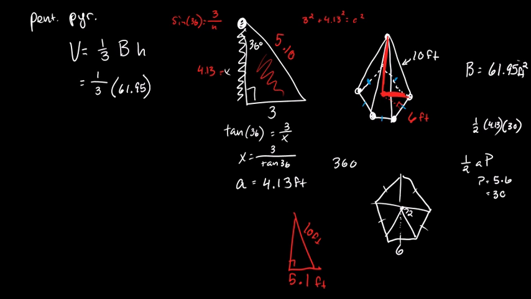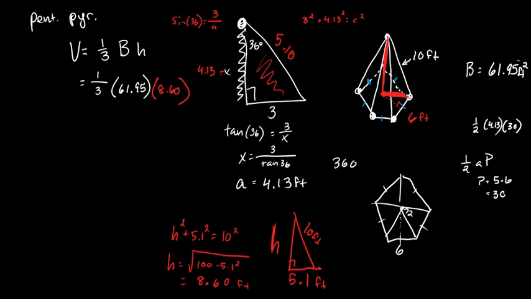So now I need to find the actual height of my triangle here, the height of my pyramid. So h squared plus 5.1 squared equals 10 squared, which we know is 100. Rearranging this, I'm going to get 100 minus 5.1 squared, and the height of my pyramid is going to come out to 8.60 feet. Alright, now I have all of my pieces.